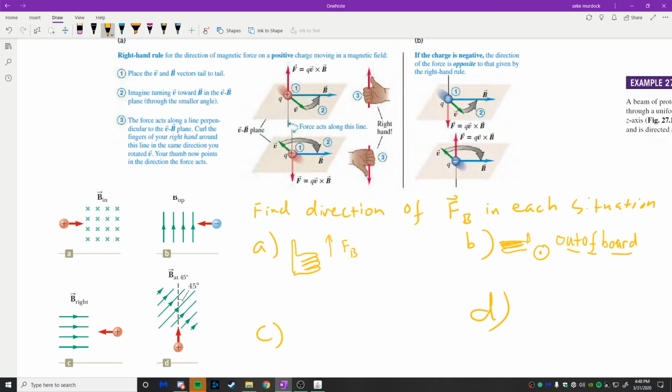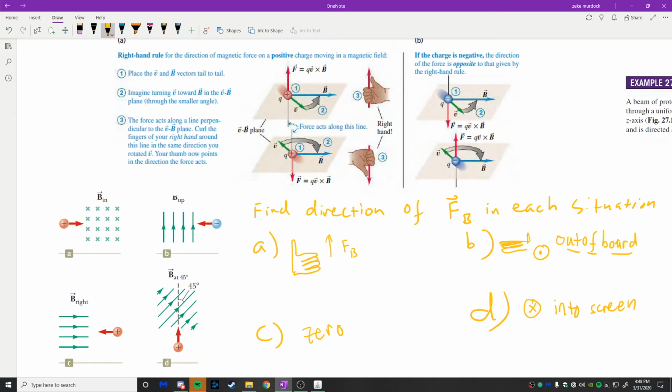This one's going to be... What's this one going to be? C? Zero? That's right, because it's pointing parallel, or anti-parallel in this case. And this one right here, this is up, this is to the right. You'd rotate from up to right. What do you get for part D? I think this one's going to be into the board. Or into the screen.